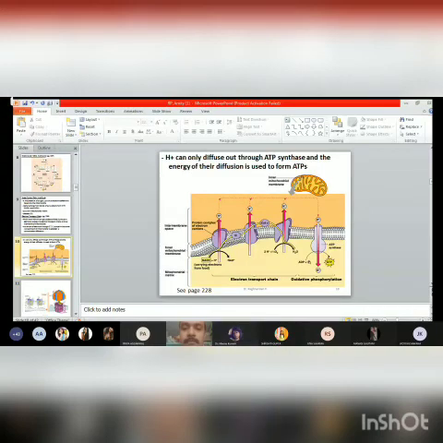So when such movement along the gradient happens, there is utilization of energy, and that energy is harvested in the form of ATP production. So making use of that pushing energy, ATP is synthesized in the F1 F0 complex.